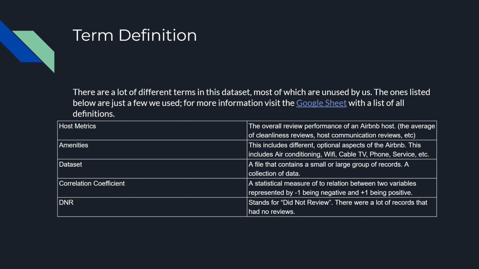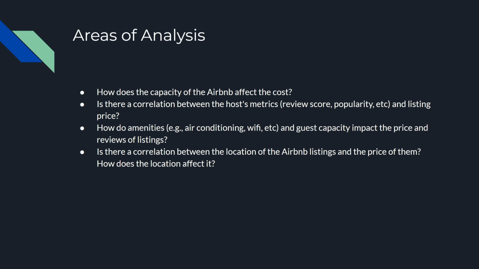Some of the areas of analysis that we did in this project include how the capacity of the Airbnb affects the cost, how the correlation between the host metrics and listing prices affect each other, how amenities and guest capacity impact the price and reviews of the listings, and the correlation between the location of the Airbnb listing and the price of the Airbnb listing.